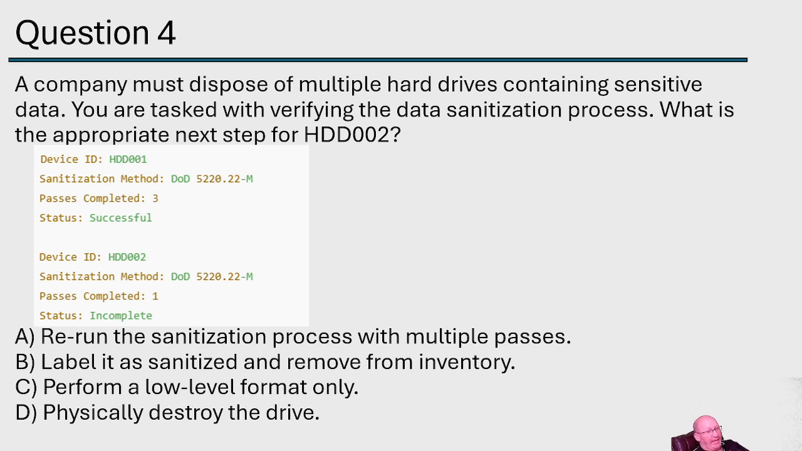All right, so A, rerun the sanitization process with multiple passes. Maybe. I mean, because we could see 1 and then we could see 3. So 1 is incomplete. Was just 1 run or did it stop? That's the real question. So A is a probable.